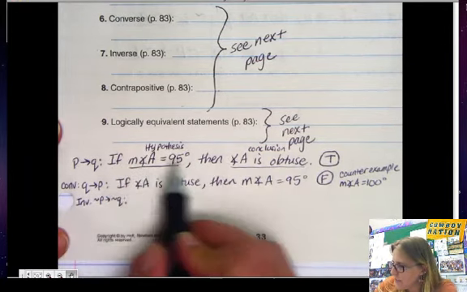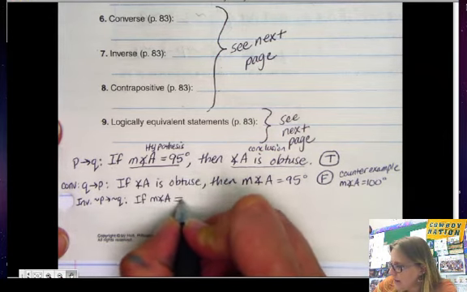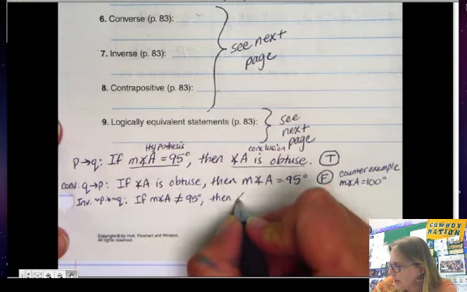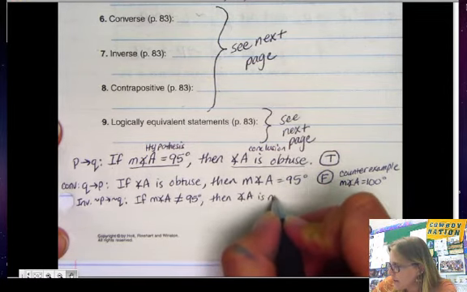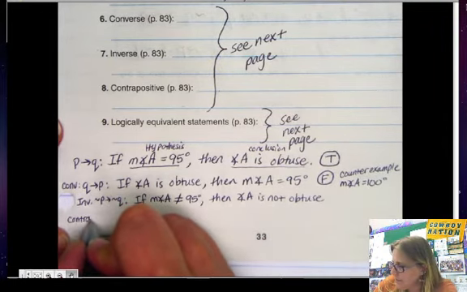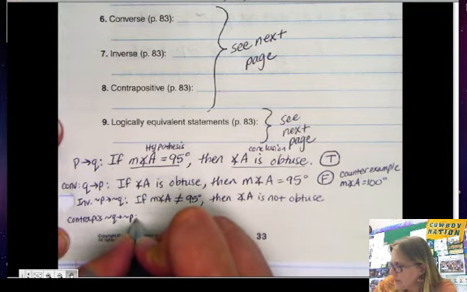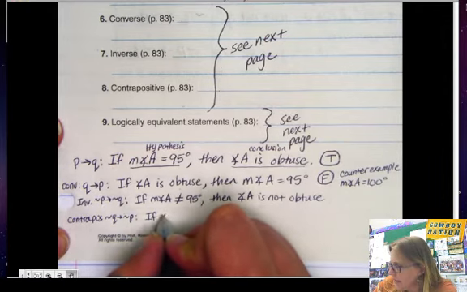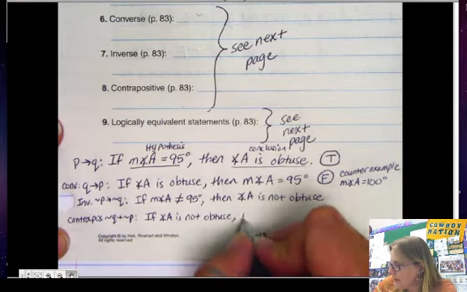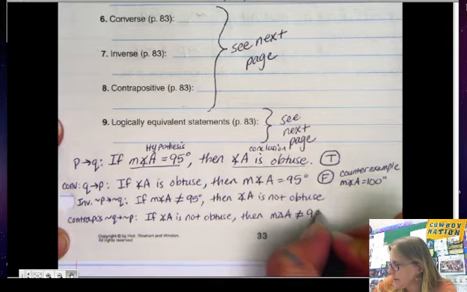So that's going to take this first one, and it's going to say if the measure of angle A is not 95 degrees, so notice I put a not symbol there, then angle A is not obtuse. And the contrapositive is not Q arrow not P. So that's going to say if angle A is not obtuse, then measure of angle A does not equal 95 degrees.